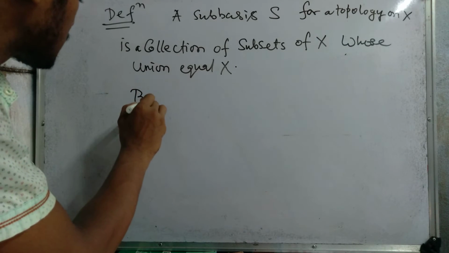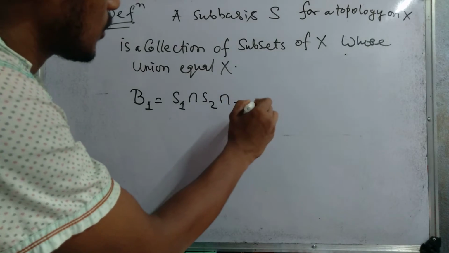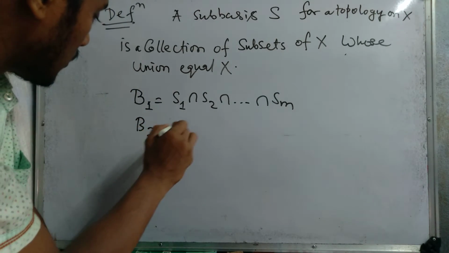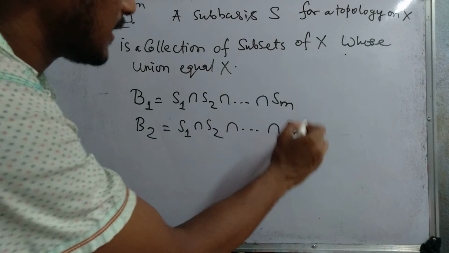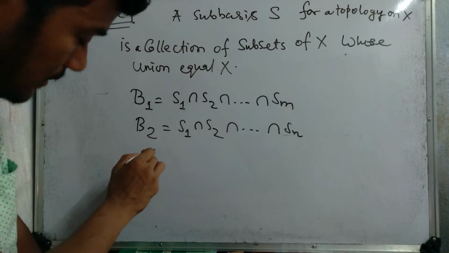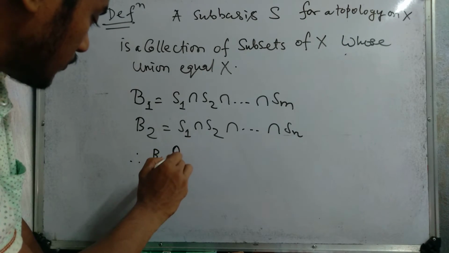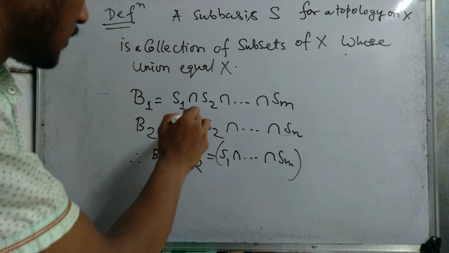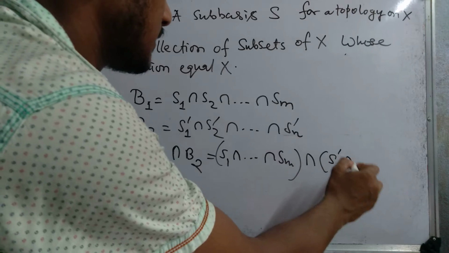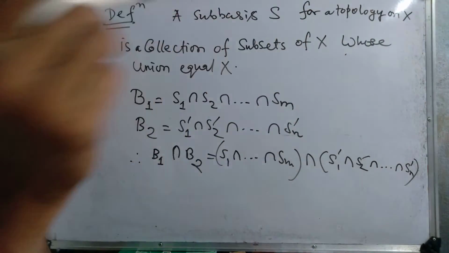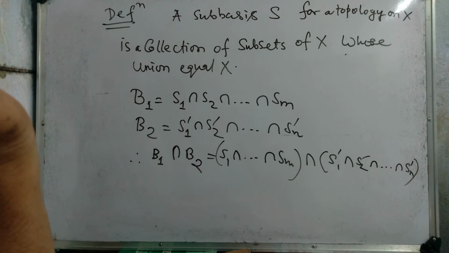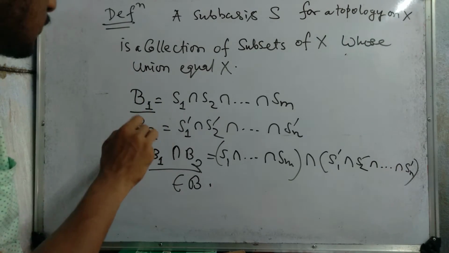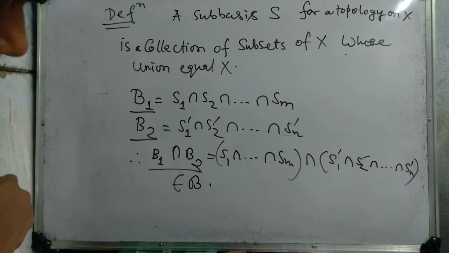That means if beta 1 is some basis element, then S1 intersection S2 ... intersection Sm, a finite intersection of subbasis elements, represents this basis element. Similarly if beta 2 is a basis element, then S1' intersection S2' ... intersection Sn' is a finite intersection of subbasis elements. Then beta 1 intersection beta 2 must be a finite intersection of S, so it belongs to B. That means if B1 and B2 are basis elements, then B1 intersection B2 is also a basis element.